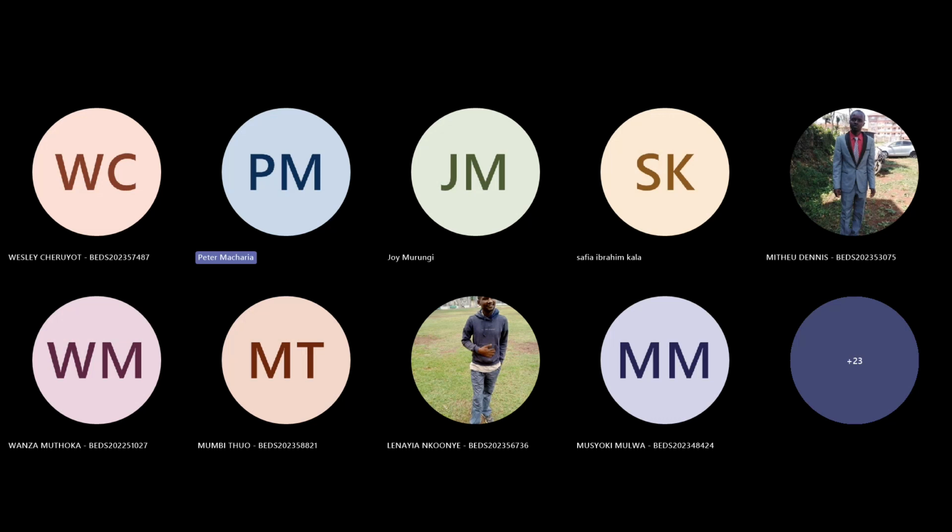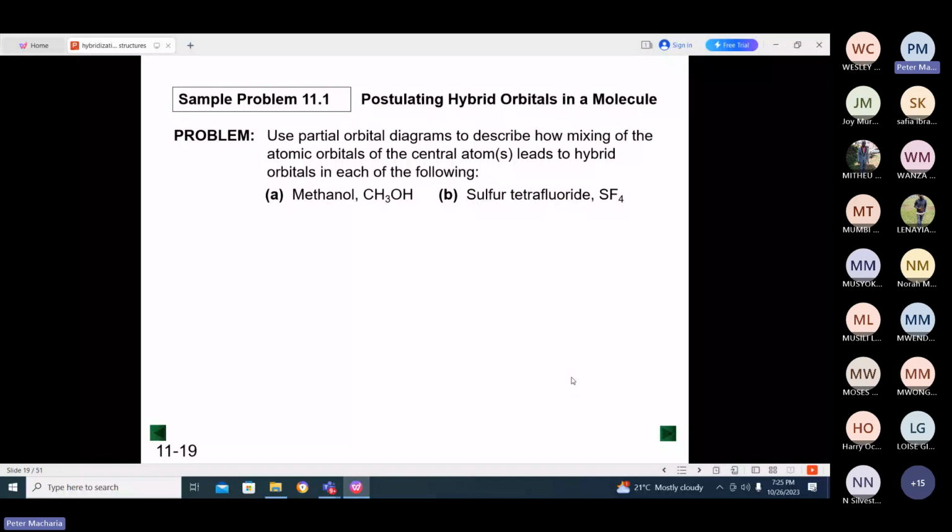sp3d, so that you have one of the hybridized orbitals as a lone pair of electrons, and then you have four unpaired electrons.